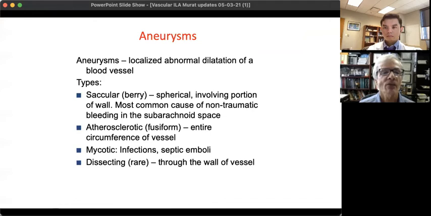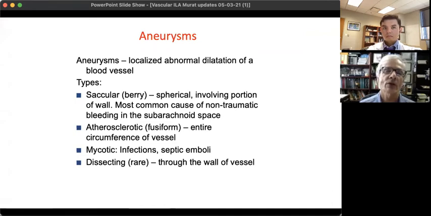So there are multiple hemorrhages. Multiple types of aneurysms, as you can see here. And note that berry is because it looks like a berry and not a special name. So these are saccular aneurysms, the most common.